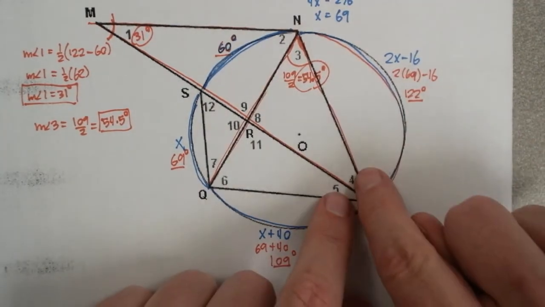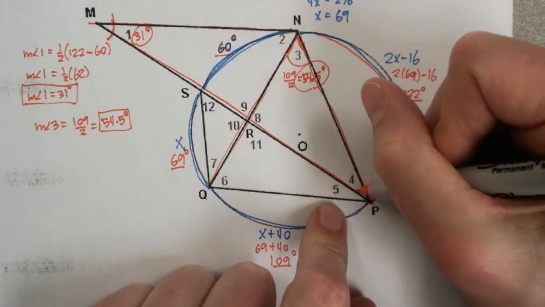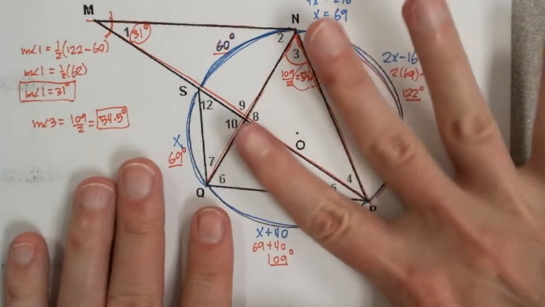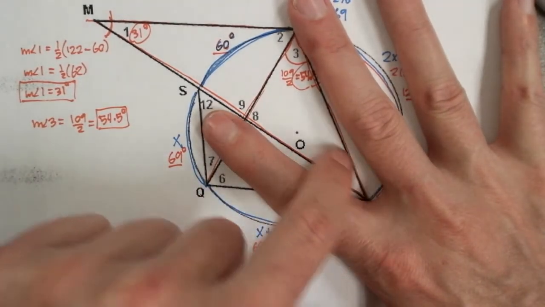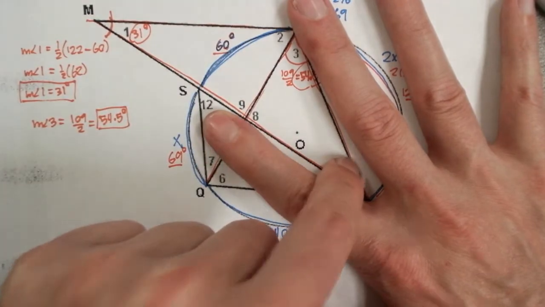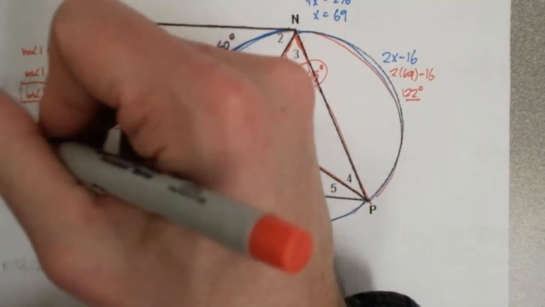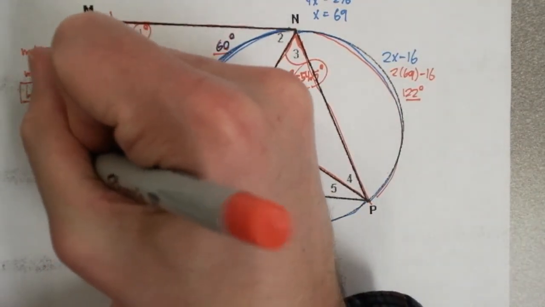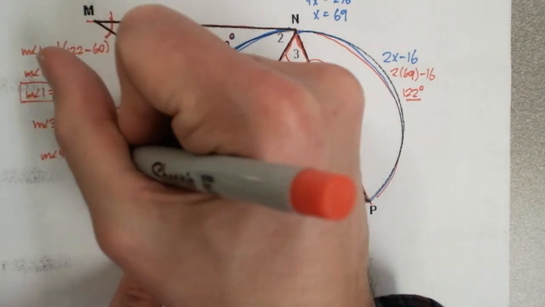Let's look at angle 4. So angle 4 is inscribed toward this arc here on the other side. That's a 60-degree arc, so the angle 4 is going to be half of 60. So the measure of angle 4 is 60 divided by 2, which is 30.